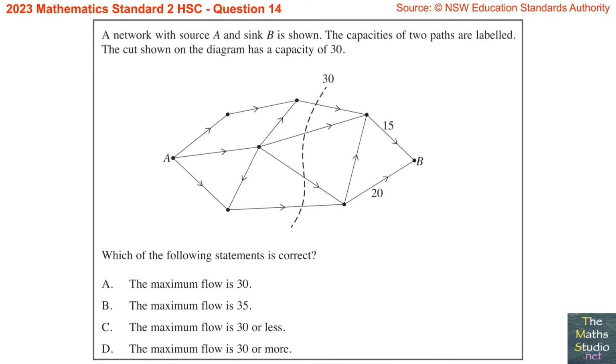Question 14. A network with source A and sink B is shown. The capacities of two paths are labelled. The cut shown on the diagram has a capacity of 30. Which of the following statements is correct?